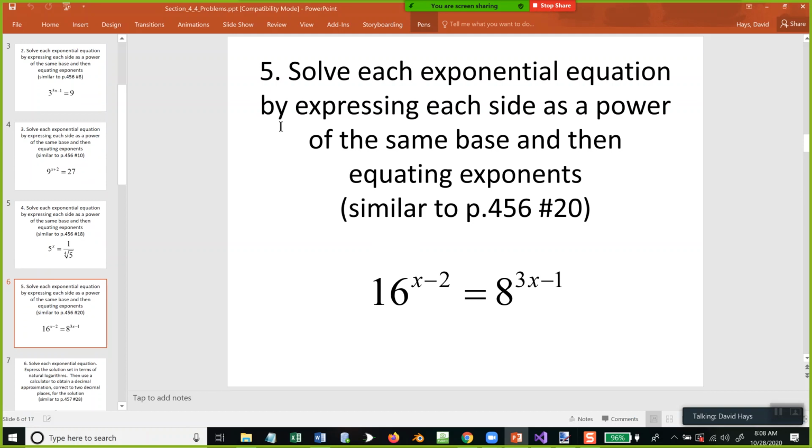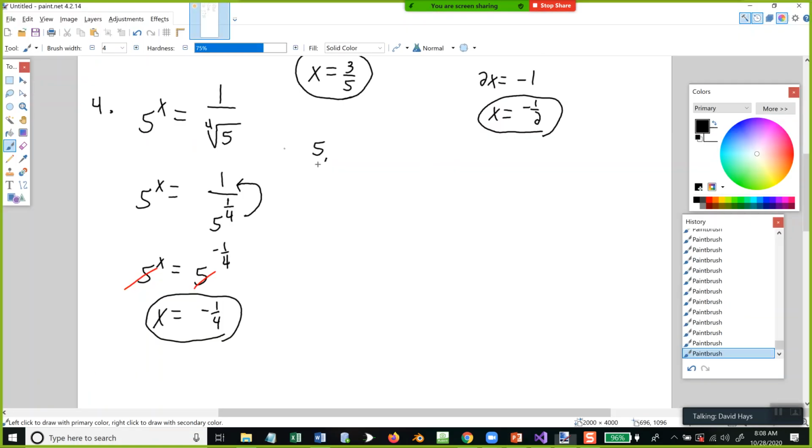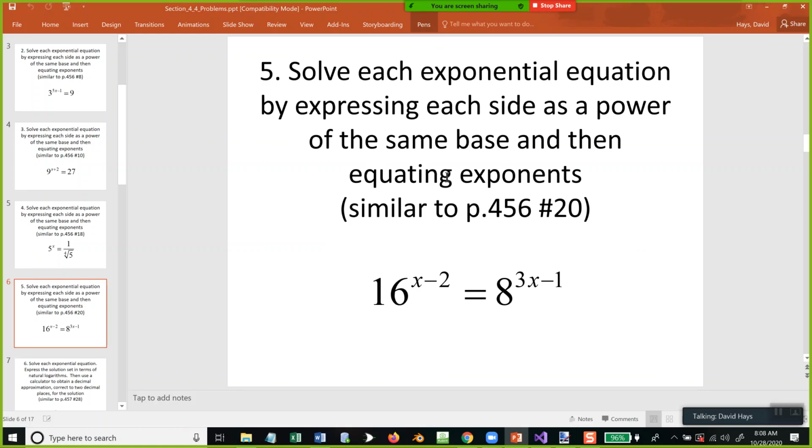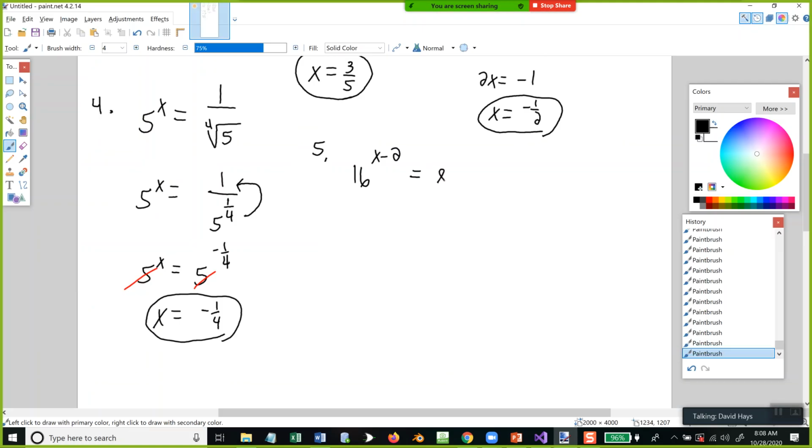Okay, number 5. We got 16 to the x minus 2 is equal to 8 to the 3x minus 1. Now I start with my large number, 16. I'm going to try to rewrite it as 8 to a power. 8 to the first is 8. 8 squared is 64, so it doesn't feel like I can do that.